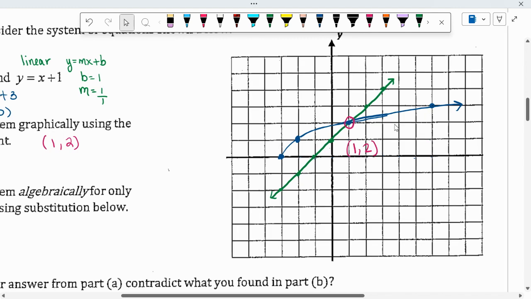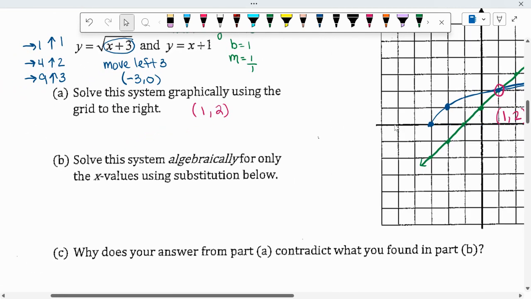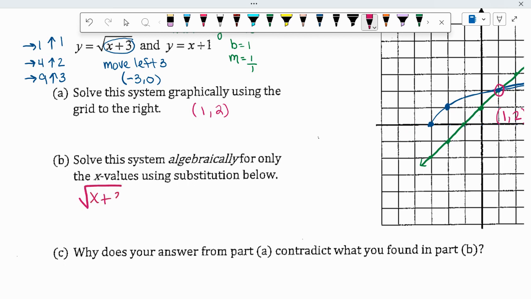All right, so next it asks us to solve it algebraically. Well, if both of these functions equal y, then that means they equal each other. So I'm just going to rewrite this as the square root of x plus 3 equals x plus 1. Because if this equals y, then I'm just replacing y with that value. So I have to square both sides to get rid of that.